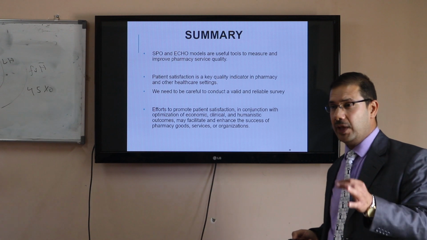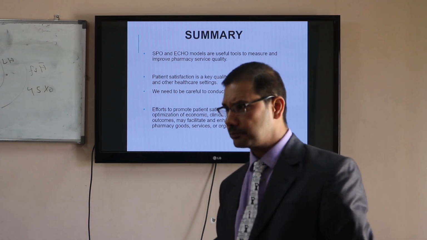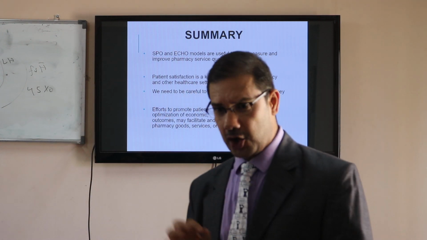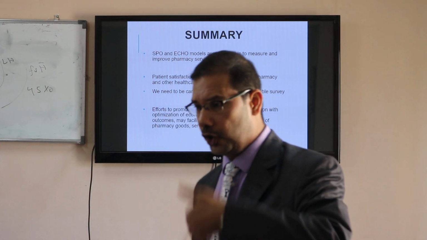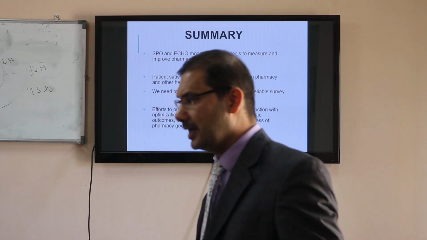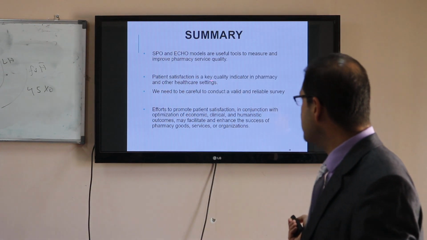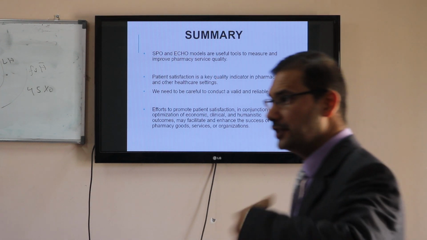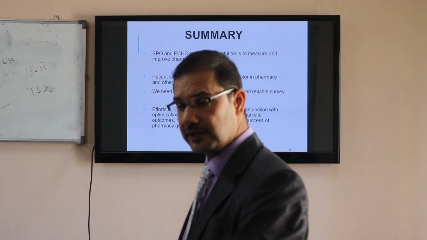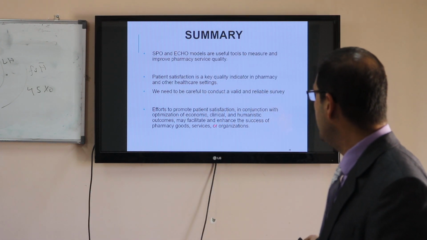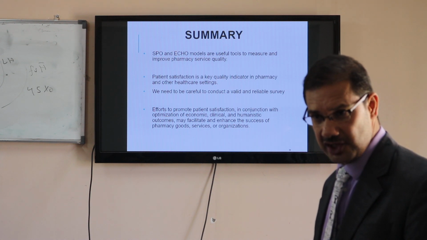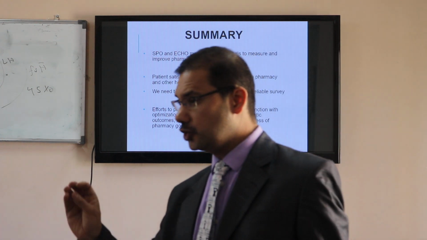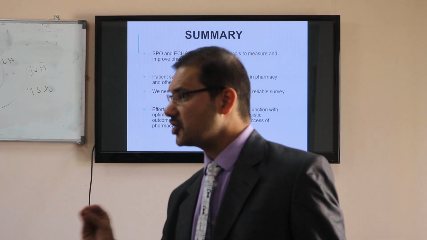In summary, we have two models today. The structure, process, outcome model, and the second model, which is the ECHO model: E for economic, C for clinical, H for humanistic outcome. Patient satisfaction is a key quality measure because if the patient is satisfied, we did well. It reflects our service. We always need to measure patient satisfaction and always use the right tool. You need to learn how to conduct a patient satisfaction survey.